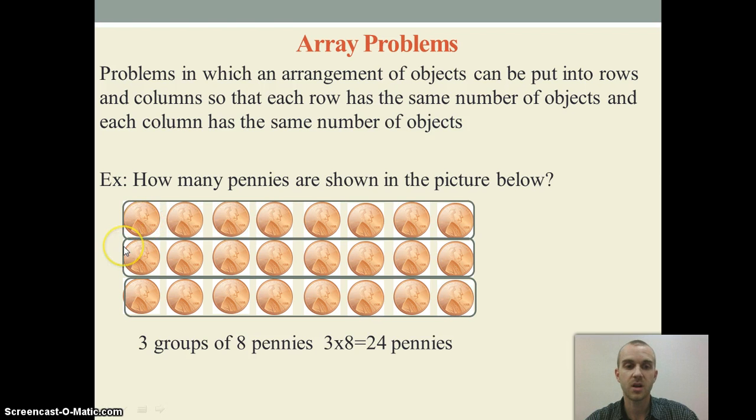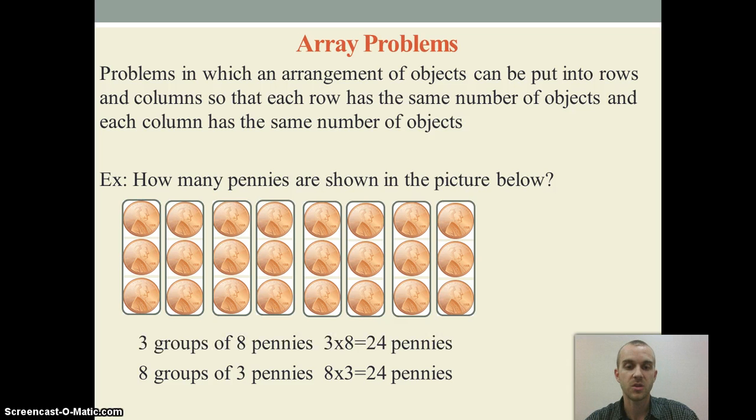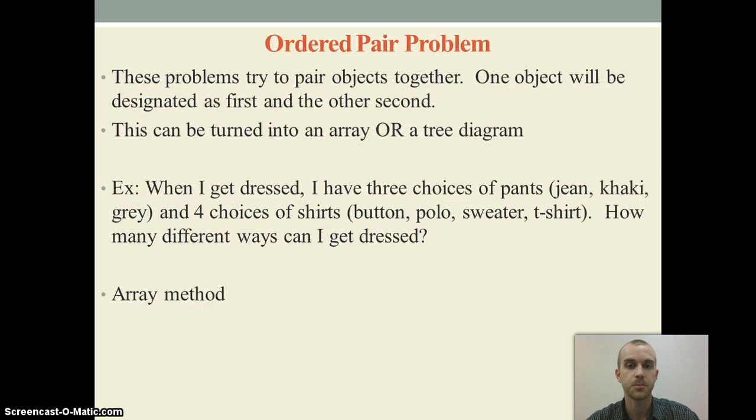However, I could also do it by columns. If I did it by columns, I'd see that I have 8 groups, and in each group I have 3 pennies. And I'd say 8 times 3 is 24. If you notice, 3 times 8 and 8 times 3 both give me 24. Thus, multiplication has a commutative property.